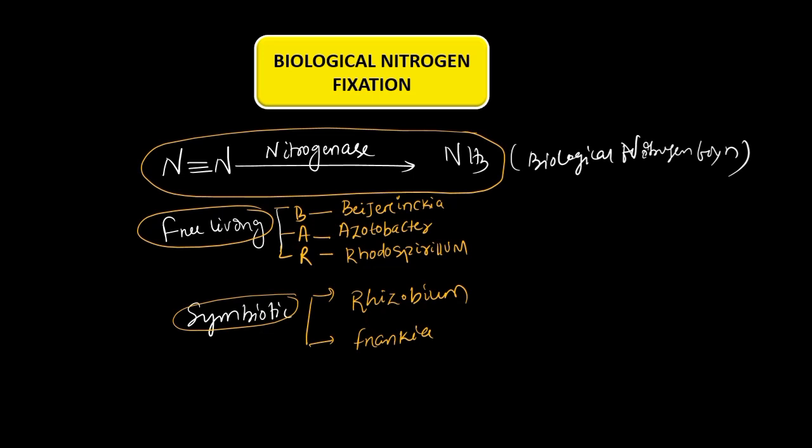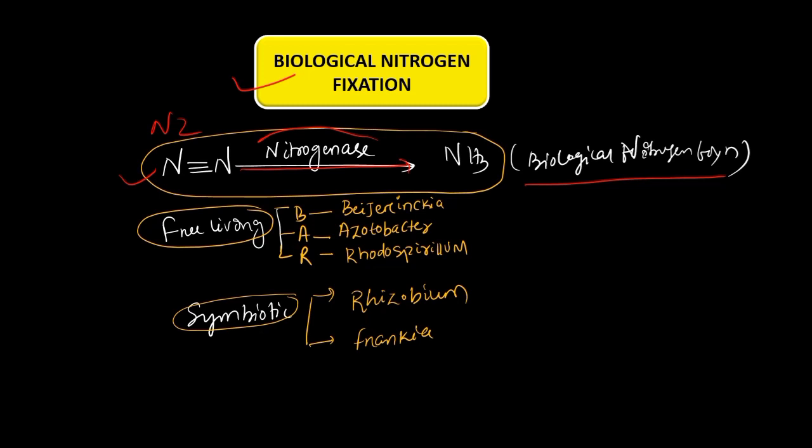Next concept, biological nitrogen fixation. So what is biological nitrogen fixation? Mostly in biological nitrogen fixation there is a symbiotic relationship. This symbiotic relationship means a plant with bacteria that help in nitrogen fixation. The bacteria are mostly found in root cells. They combinedly help in the fixation of nitrogen, so that the plant can absorb nitrogen. Here you see nitrogen N2 is converted into NH3 through an enzyme called nitrogenase. This process is known as biological nitrogen fixation.